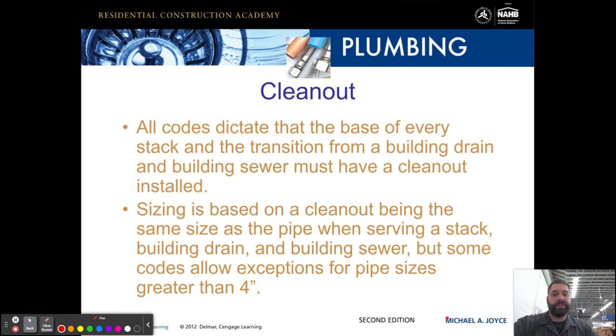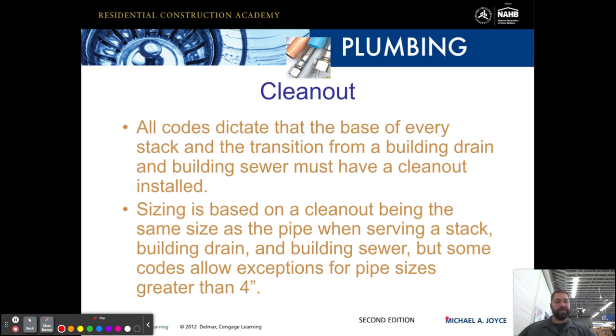A cleanout. All codes dictate that the base of every stack and the transition from a building drain to a building sewer must have a cleanout installed. Sizing is based on the cleanout being the same size as the pipe when serving a stack, building drain, and building sewer. But some codes allow for exceptions for pipe sizes greater than 4 inches.